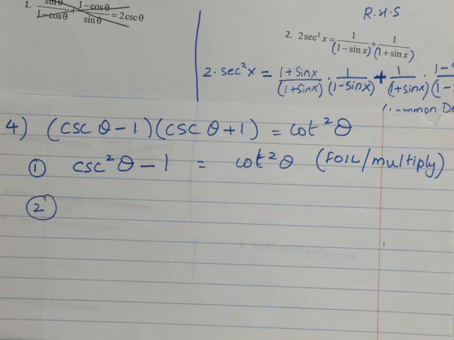Okay, step number 2, you don't need my help. Can we all please finish it up? Cosecant square theta minus 1 can be rewritten as what?